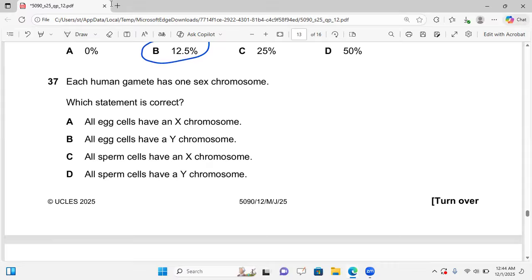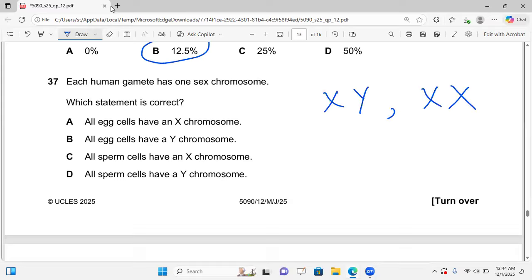After that, each human gamete has one sex chromosome. Which statement is correct? All egg cells have an X chromosome, all egg cells have a Y chromosome, all sperm cells have X chromosomes. So, if it is male, it will be XY. If it is female, it will be XX. So, all sperm cells have X chromosomes. Each human gamete has one sex chromosome, and all sperm cells have an X chromosome. So the last one can also be true.